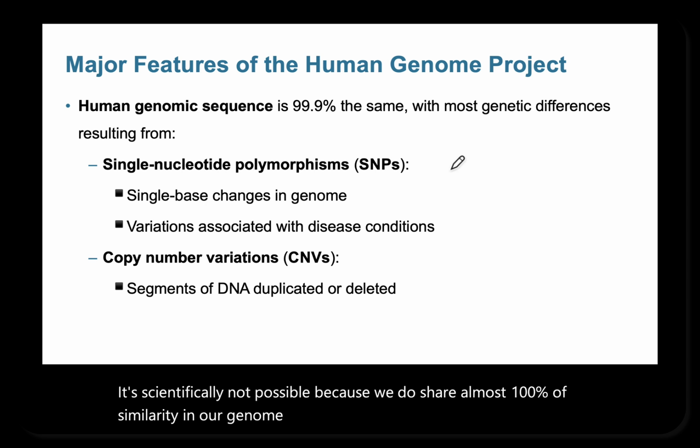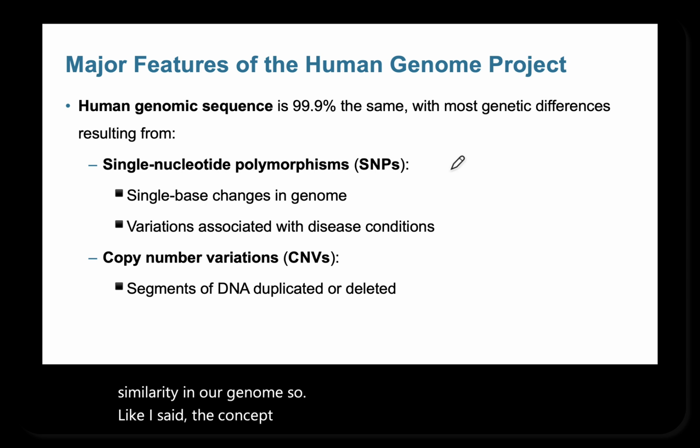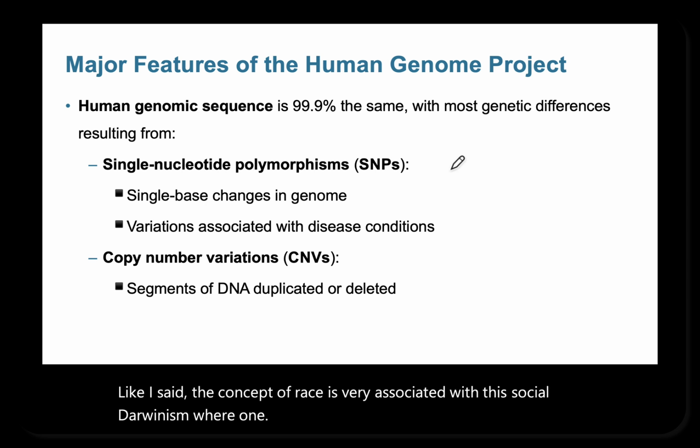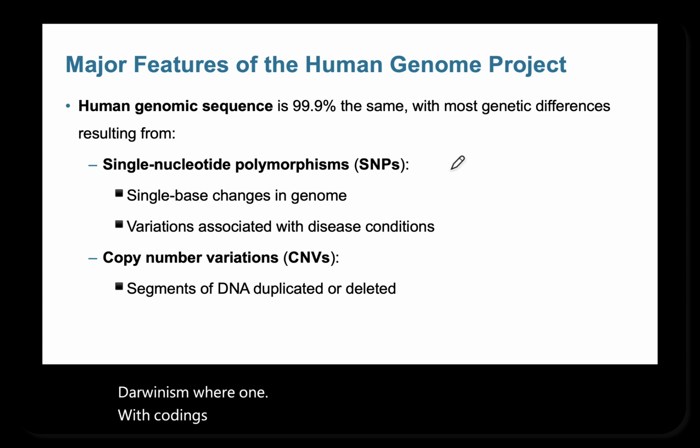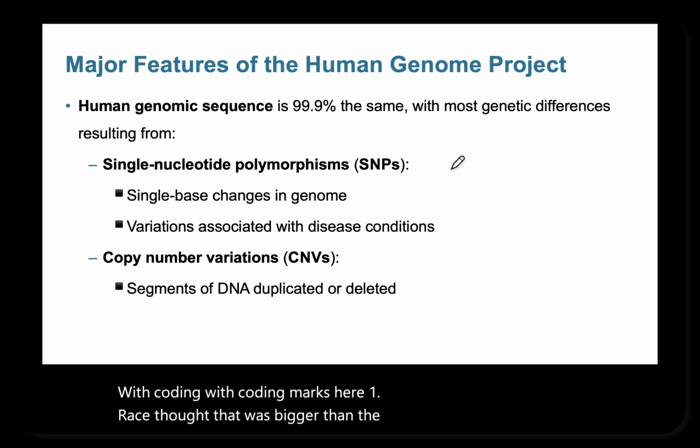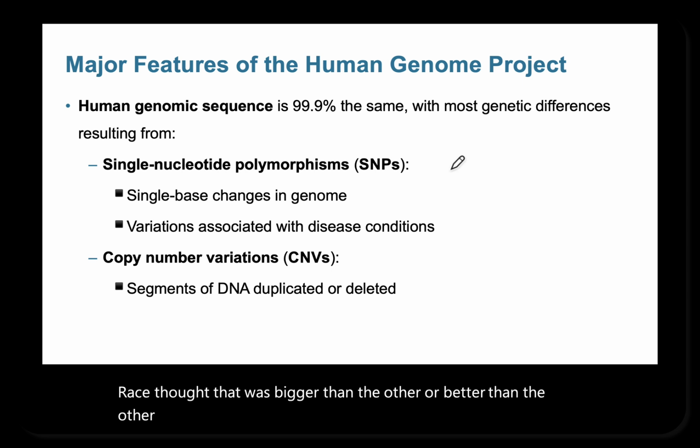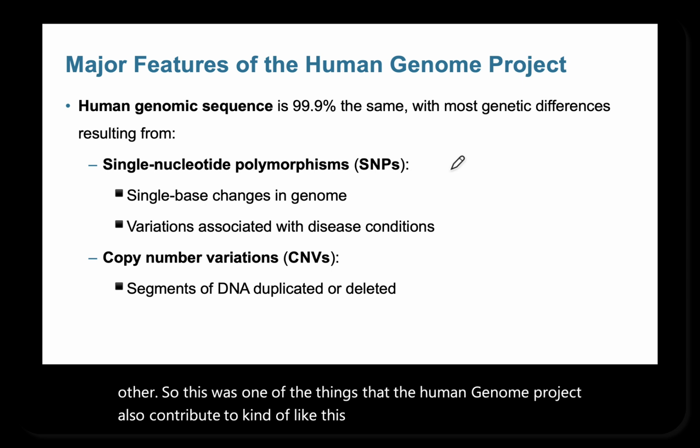So, like I said, the concept of race is very associated with this social Darwinism, where one race thought that it was bigger or better than the other. So this was one of the things that the Human Genome Project also contributed to demystify.